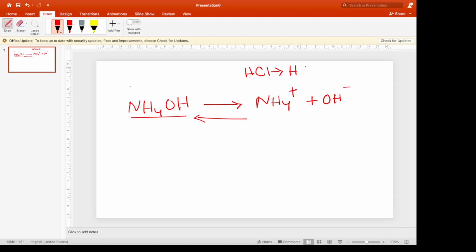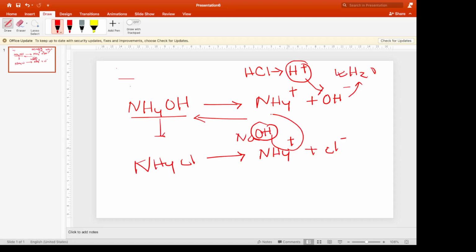Okay, suppose you are adding base now, so the base will give this OH group, right? And this will react with ammonium ion, and that means it will form ammonium hydroxide. Clear now? Yes, sir. Any confusion now? No, sir, now it is cleared. Okay, clear, thank you.